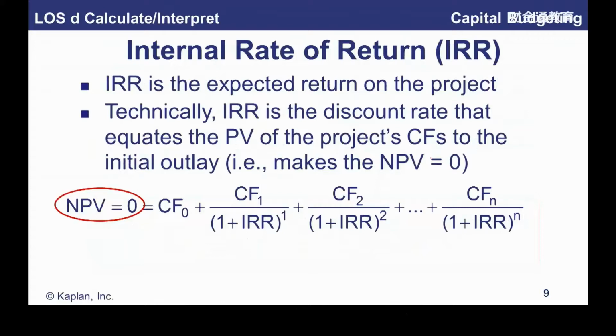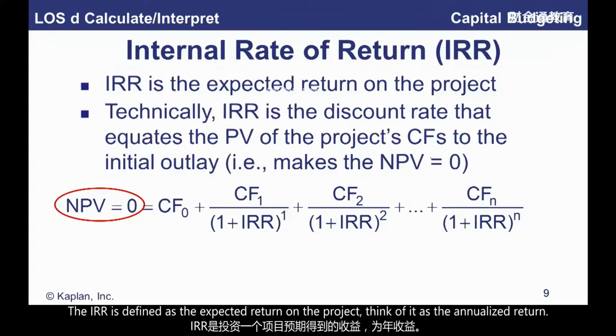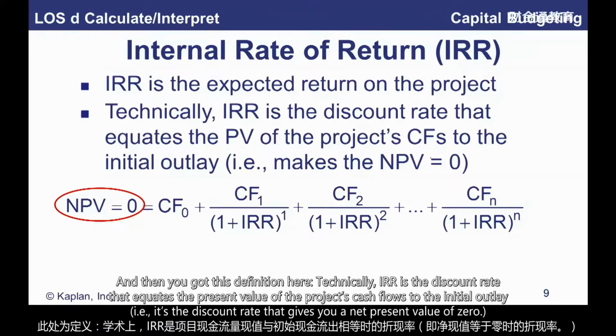Brilliant. Okay, moving on to the IRR. The IRR is defined as the expected return on the project. Think of it as the annualized return. And then you've got this definition here. Technically, the IRR is the discount rate that equates the present value of the project's cash flows to that initial outlay, i.e. it's the discount rate that gives you a net present value of 0.